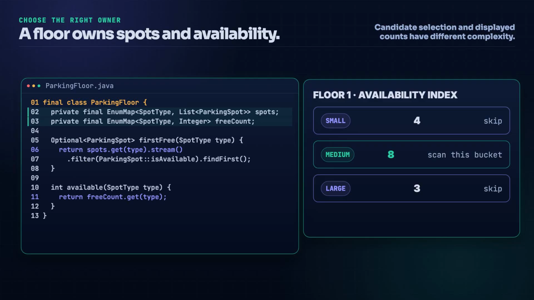Type 2 enum maps. The first groups spots by spot type. The second stores the free count for each type. Now, a medium request searches only the medium bucket on that floor.